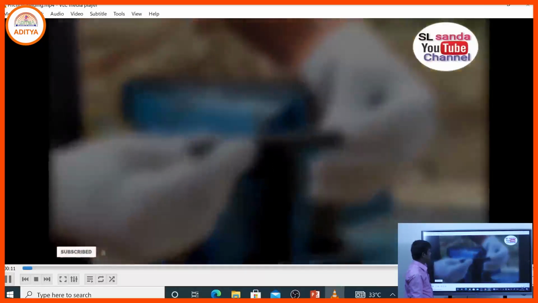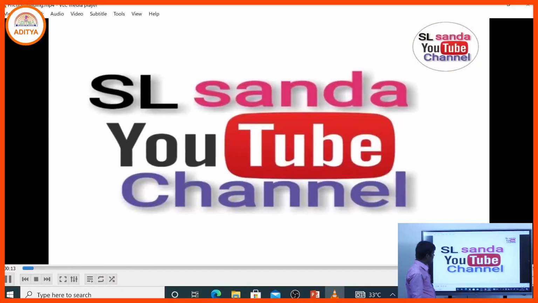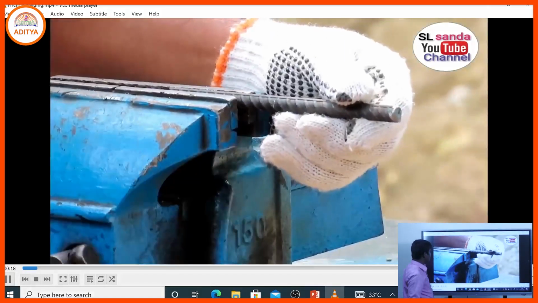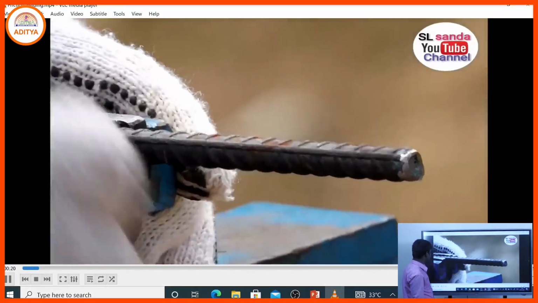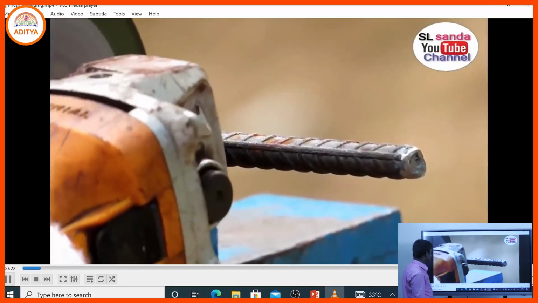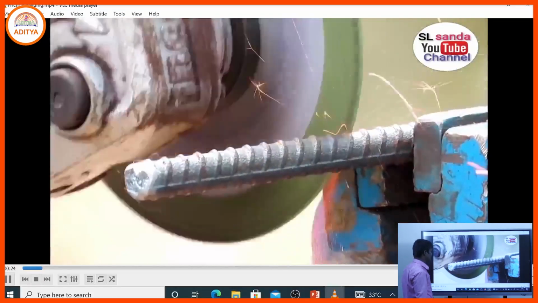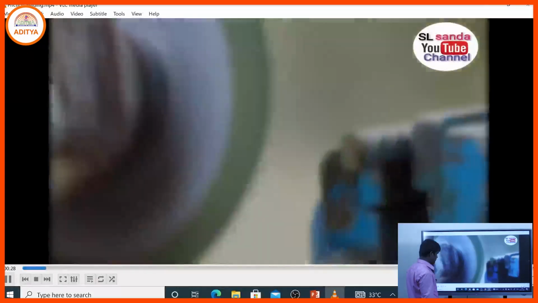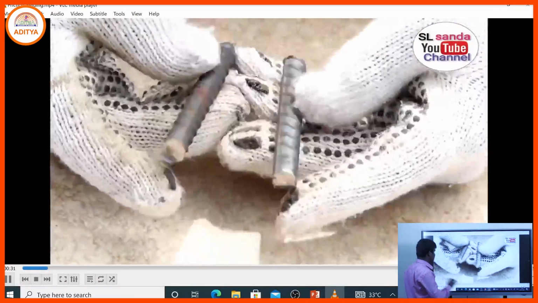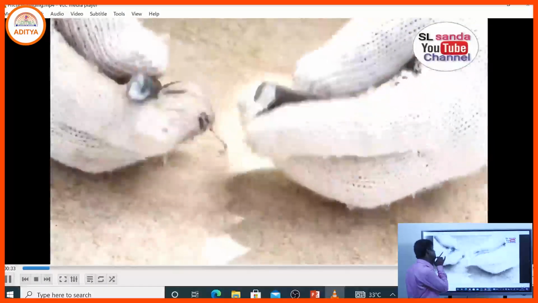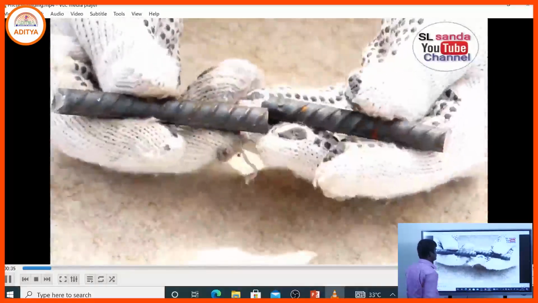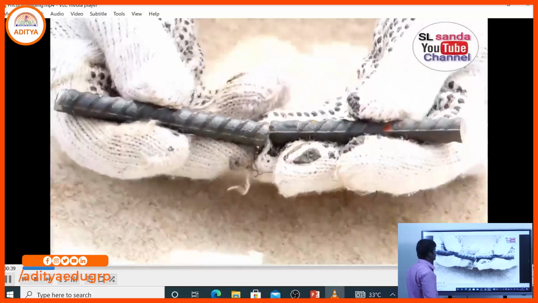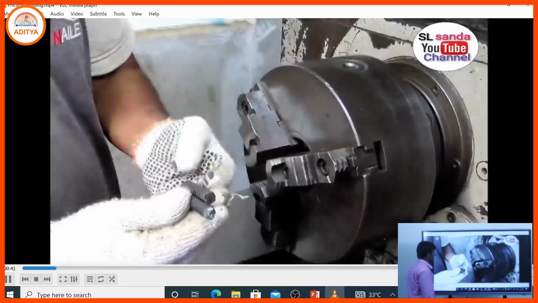Friction welding. That is the cylindrical rod. In a vice we hold the cylindrical rod and using some cutting operation we cut that cylindrical rod. Just two parts we have divided. We want to weld in that particular zone.